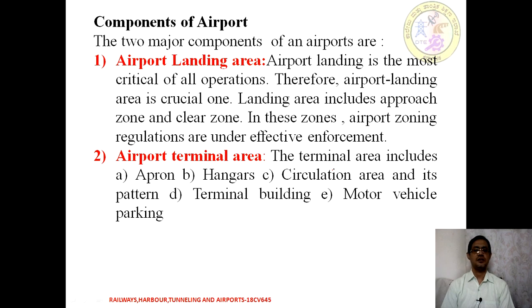Usually the runway and the taxiway come under this, and those are called airport landing area facilities. Next is the airport terminal. In this we have the hangar, terminal building, parking and circulation area, and apron. All these are studied in detail with respect to the airport terminal area.